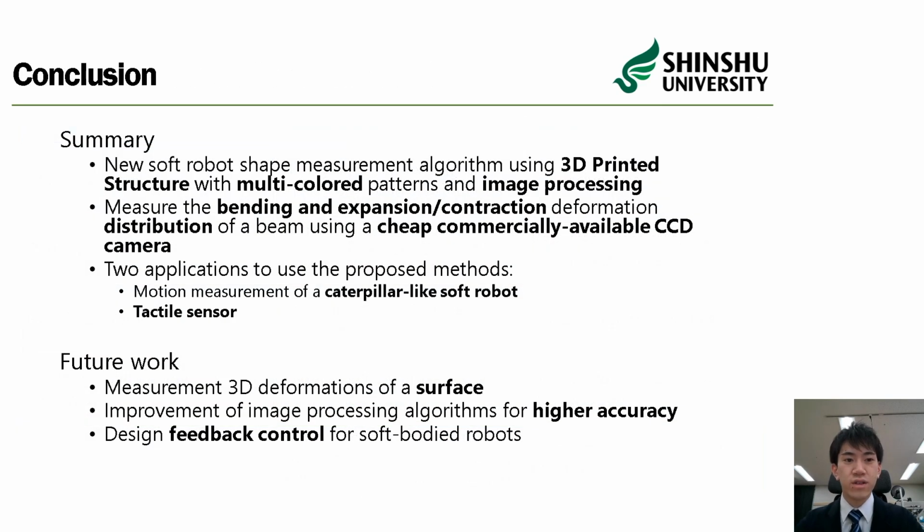Finally, I conclude the presentation. As a summary, this study proposes a new soft robot shape measurement algorithm using a 3D printed structure with multicolored patterns and image processing. The proposed method can measure the bending and expansion-contraction deformation distribution of a beam using a cheap commercially available CCD camera.